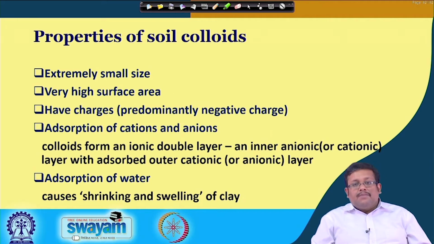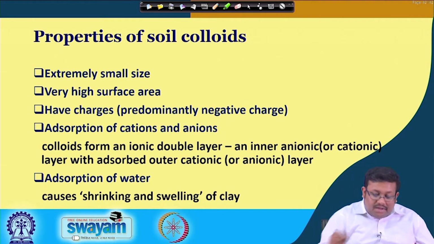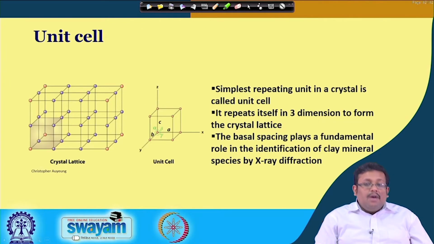Another major property of these soil colloids is that they can absorb water, and due to absorption of water they can produce shrinking and swelling of clay. You have learned from soil classification that vertisols, which have a high amount of clay, exhibit these shrinking and swelling properties, and we'll discuss the reasons behind them. Let us go to the next slide and see what a unit cell is.